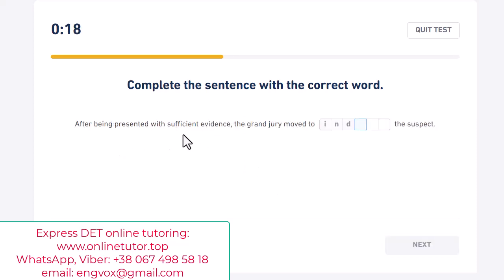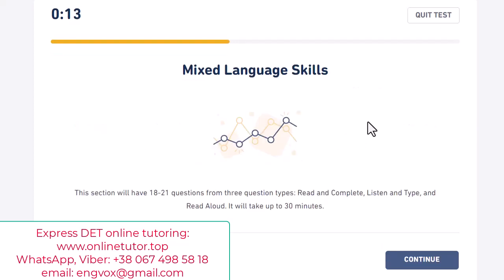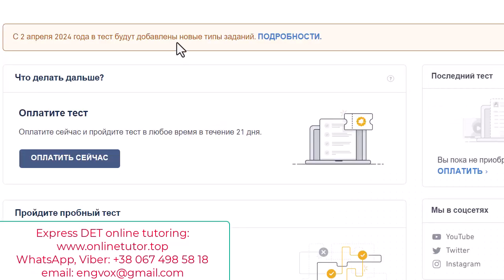After being presented with sufficient evidence, the grand jury moved to indict the suspect, you know. I don't remember honestly, there are two variants of pronunciation, indict or indict. Indictment, maybe two variants are possible, but I think it's like this, to accuse, you know. Okay, mixed language skill, we will quit the test now, because we don't need it. Yes, I'm sure I will quit.